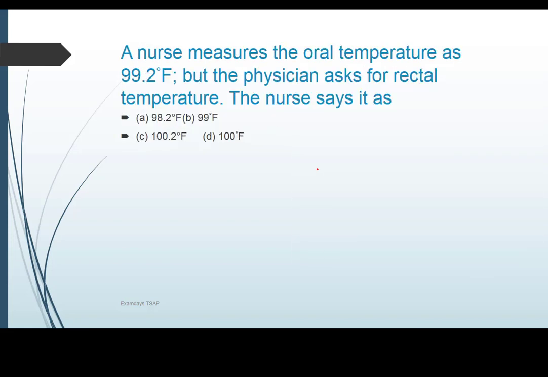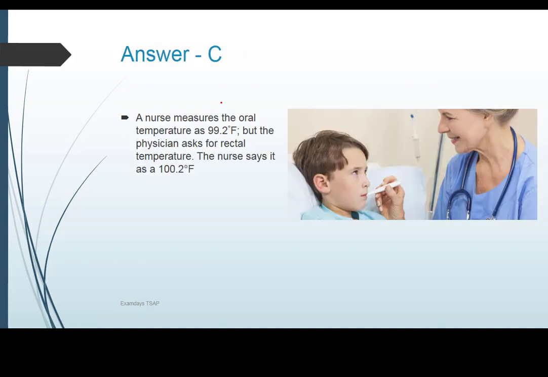Moving on to the next question. A nurse measures an oral temperature as 99.2 degrees Fahrenheit, but the physician asks for a rectal temperature. The nurse says it is: your options, A, 98.2 degrees Fahrenheit; B, 99 Fahrenheit; C, 100.2 degrees Fahrenheit; D, 100 degrees Fahrenheit. The nurse has measured the oral temperature as 99.2, so the correct answer is going to be 100.2 degrees Fahrenheit.